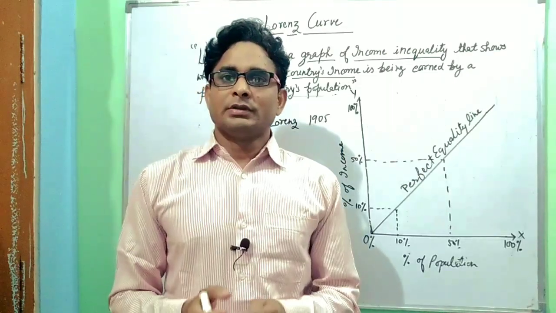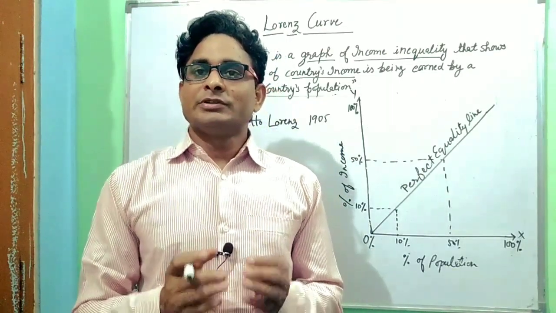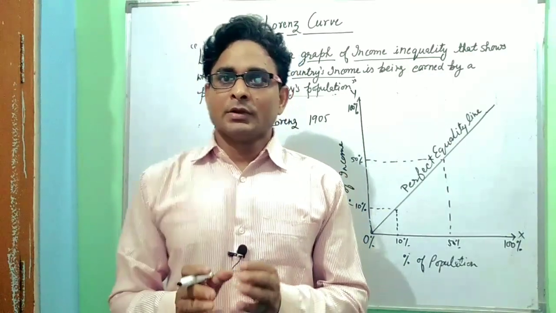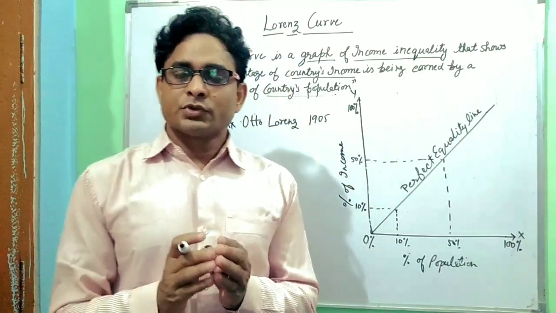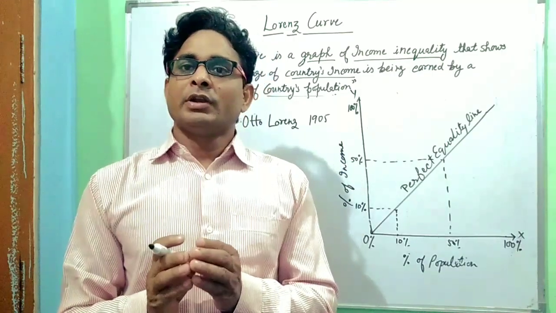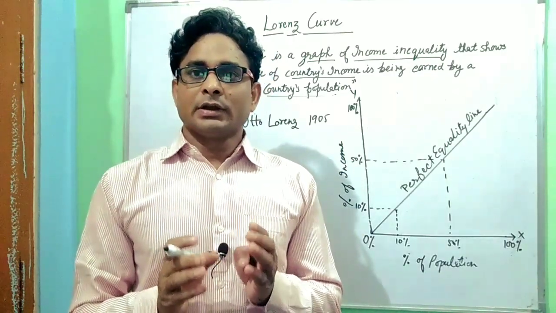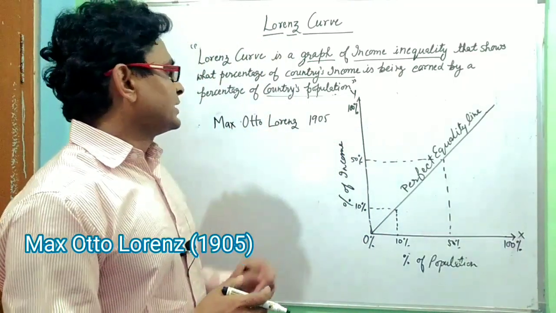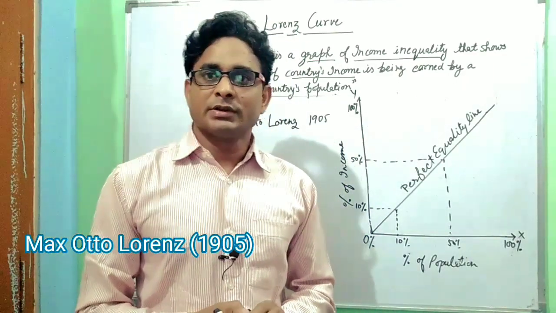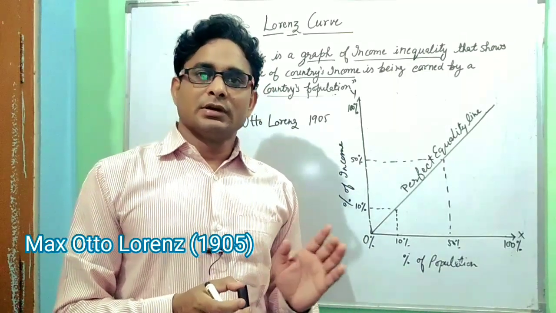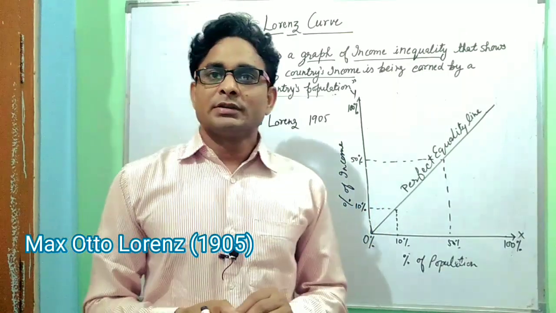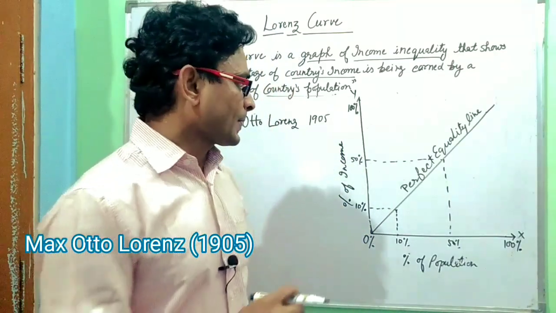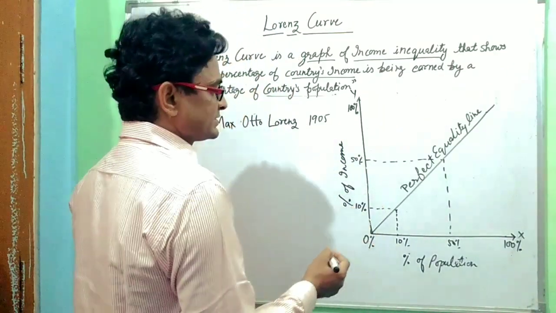But as we know, there is no such society in the world which has perfect equal distribution of the income in the society. So to show the inequality or relative poverty of the income distribution, Max Otto Lorenz has developed the concept of Lorenz curve. With this Lorenz curve, we can see the graphical representation of the inequality. So let us understand this.